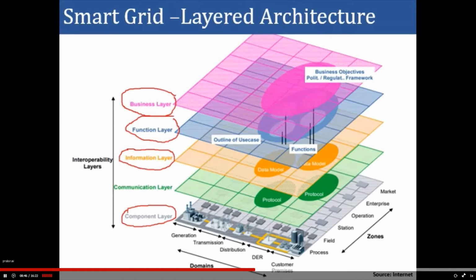So these are the 5 functional layers where the data travels starting from component layer to the business layer. So the component layer is the layer where you continuously fetch the data from the field devices, then you allow the data to travel through communication layer to the information layer, where the data standardization and the data modeling happens. Then functional layer will have the data processed for any functional aspect of the system, say visualization and monitoring and control of the power system network. And then the business layer will take care of the business side of the power system network.